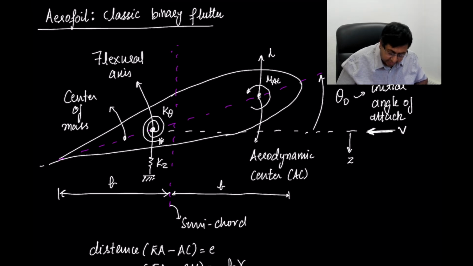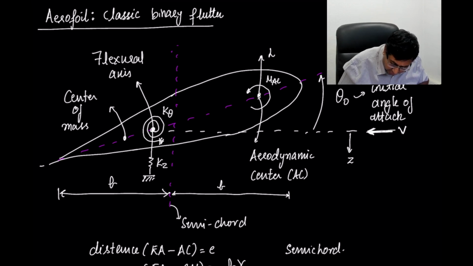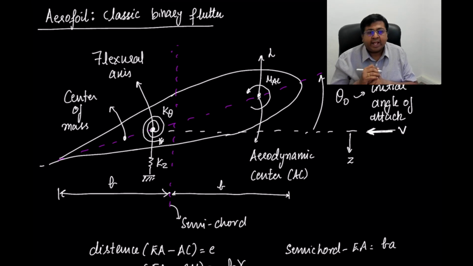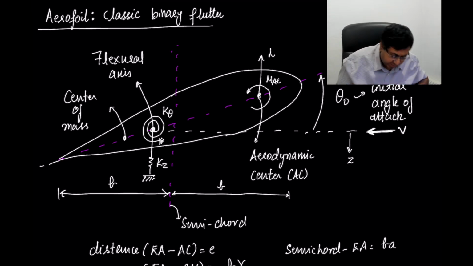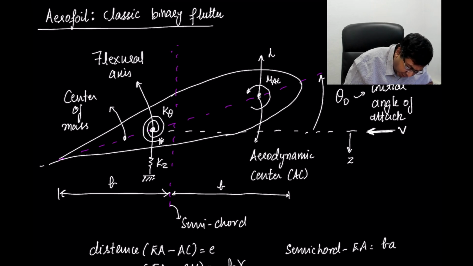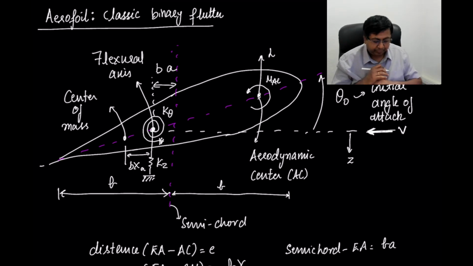And similarly, the distance between the semi-chord and our elastic axis as b a. Here a and x_a are non-dimensional numbers. We are thinking of them as fractions, and when we multiply by the semi-chord distance b, that is the distance that we get. Or in other words, if we write it here, this distance is nothing but b a, and this distance is b x_a.